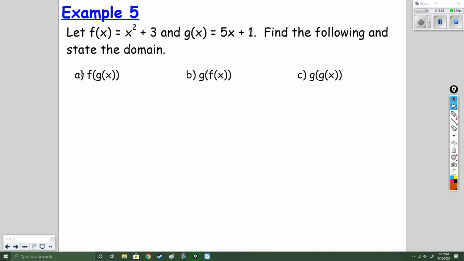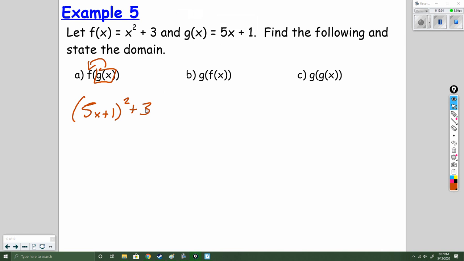All right, so in part A of example 5, we have f of g of x. So we're taking function g and we're plugging it into f. All right, so that means this whole thing, 5x plus 1, we're going to plug into function f. We're taking this whole thing, and I like to use parentheses there. We're plugging it right there. So we're going to replace that x with 5x plus 1. All right, so that means we'd have the quantity 5x plus 1 squared plus 3.